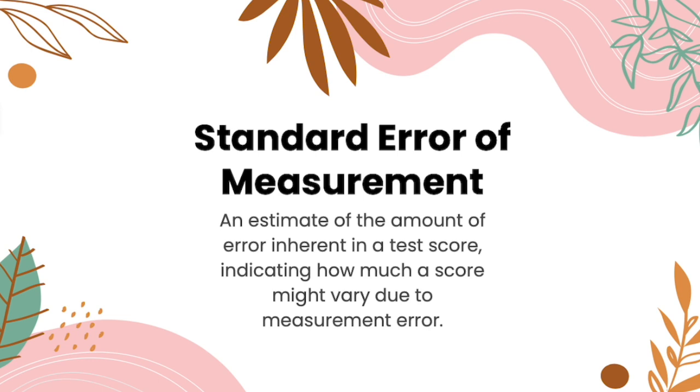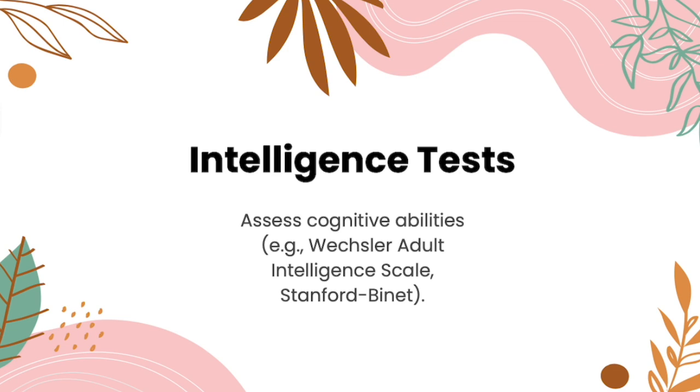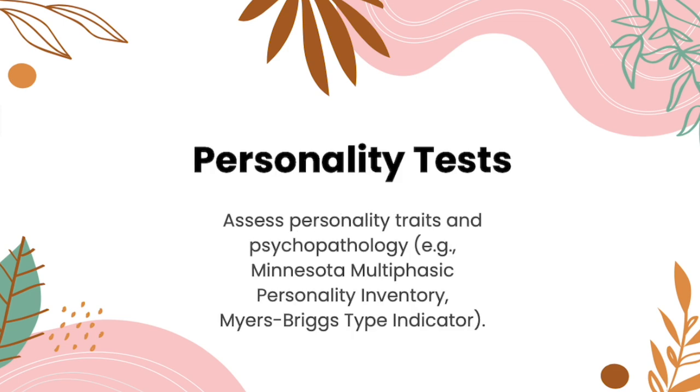Standard error of measurement. An estimate of the amount of error inherent in a test score, indicating how much a score might vary due to measurement error. Intelligence tests. Assess cognitive abilities. For example, the Wechsler Adult Intelligence Scale, or the Stanford-Binet. Personality tests. Assess personality traits and psychopathology. For example, the Minnesota Multiphasic Personality Inventory, or the Myers-Briggs Type Indicator.